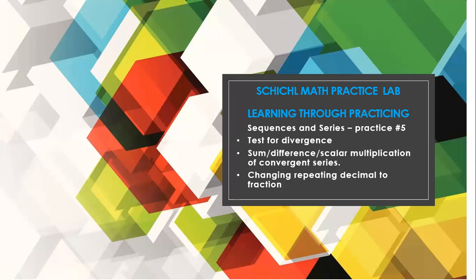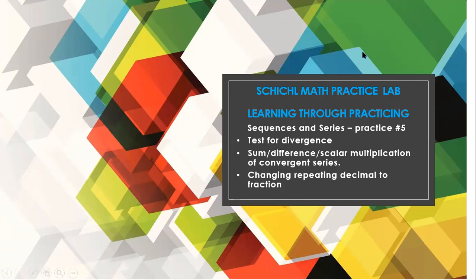And welcome back. In this video, we are going to do a set number 5 practice. In this set, we're going to talk about basically 3 topics. The first topic is the test for divergence. The second topic is, if you have two convergent series, the sum and the differences or scalar multiplication, are they still convergent? How do we do that? And the last topic is changing repeating decimals to fractions.